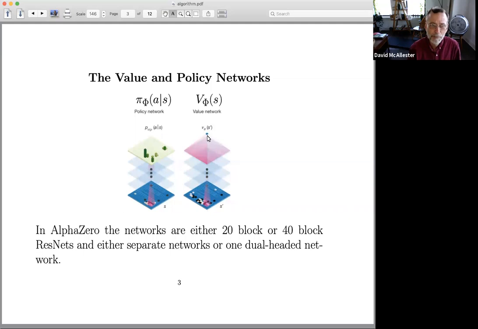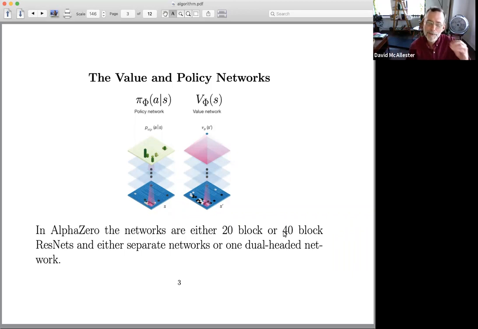It also takes the position and computes a value for that position. Now the value is trained to predict the outcome of the game. So the value network is going to tend to produce values between 0 and 1, where 0 is you lose and 1 is you win. And in AlphaZero, these networks are either 20 block or 40 block ResNets, either 20 layers or 40 layers of ResNet. They have two architectures. One is you have two parallel networks, or you have one ResNet with two heads, one head on the final layer produces a value for the position and the other produces the policy scores.